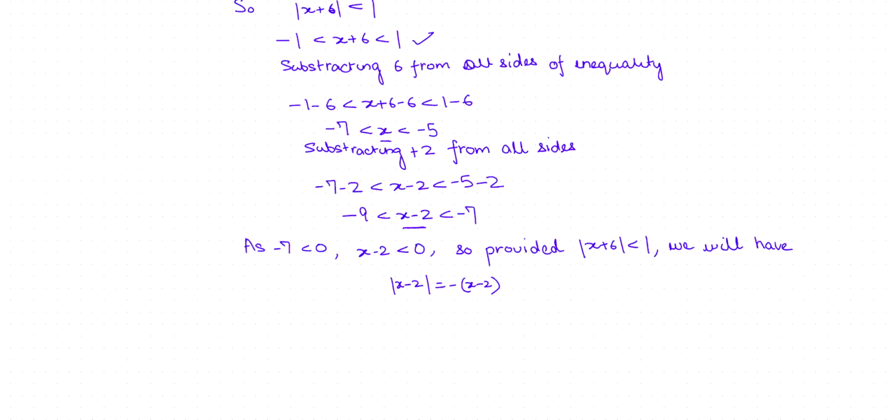So here we know that negative 7 is less than 0. So if negative 7 is less than 0 and we know that x minus 2 is less than negative 7, so x minus 2 will also be less than 0. So provided x plus 6 is less than 1, which we have assumed, then x minus 2 is less than 0, so the absolute value of x minus 2 can be written as negative of x minus 2 because it is less than 0.